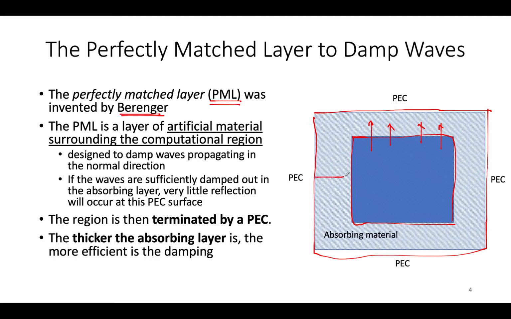The thicker the absorbing material, the higher the damping efficiency. So the efficiency of absorption is higher for thicker materials. Of course, increasing the absorbing material thickness also comes with a higher computational cost. So it's often a trade-off between how much reflection we tolerate and how much computation we want to include in our boundary condition.